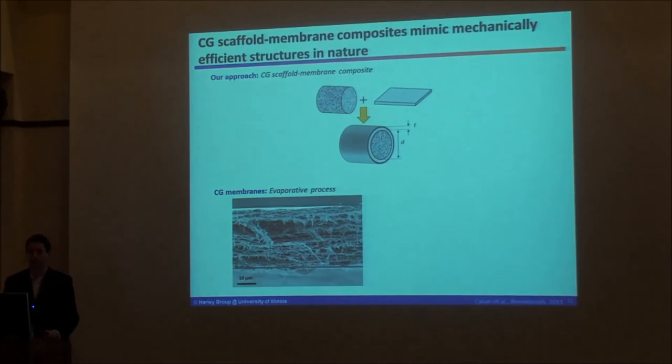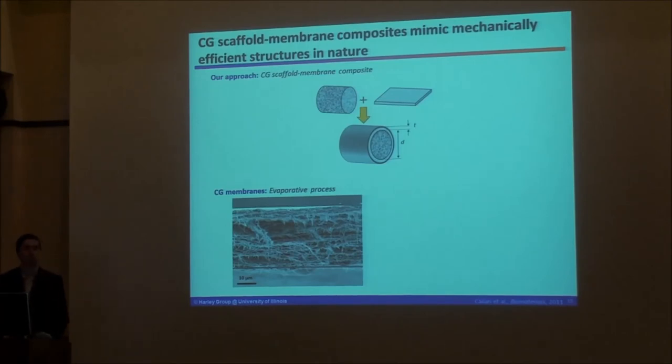And so our approach was to take this scaffold core that I just talked about on the previous slides and integrate a membrane shell into the scaffold. And so the way we made these membranes is by, instead of freeze drying our starting suspension, we just let it evaporate. And so we end up with this very dense collagen material, has a relative density of about 75% compared to our scaffold, which is 1 or 2%. So it's much, much denser, much, much stronger, as you might imagine.